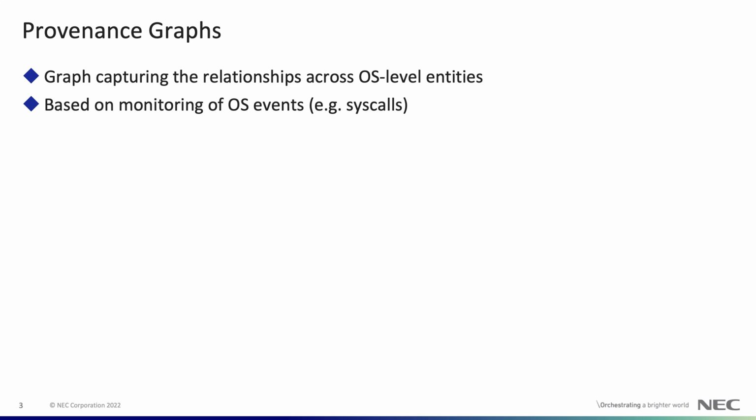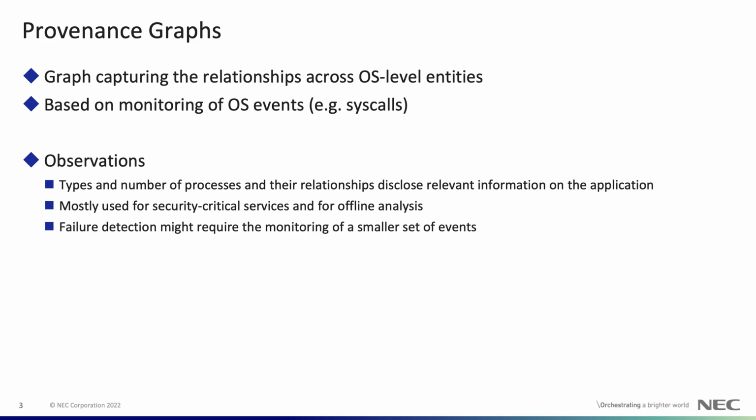Provenance graphs offer an alternative to log-based monitoring. A provenance graph is a graph capturing the relationships across operating system level entities, such as the processes, networks, and files, and is created by monitoring operating system events, for example, syscalls. The types and number of processes and also the relationships disclose relevant information about the application behavior and its state. These tools are, however, mostly used for security critical services and for offline analysis due to the increased monitoring overhead when tracking the entire state over time.